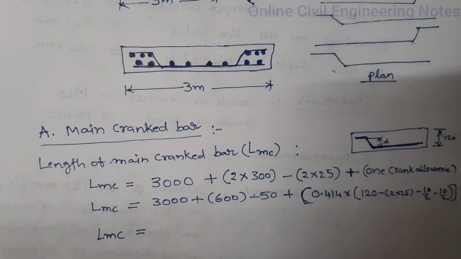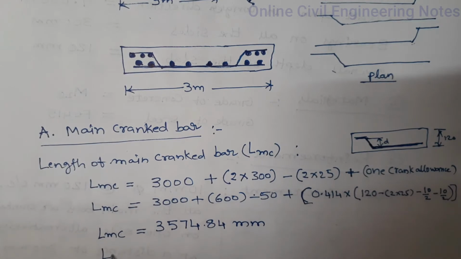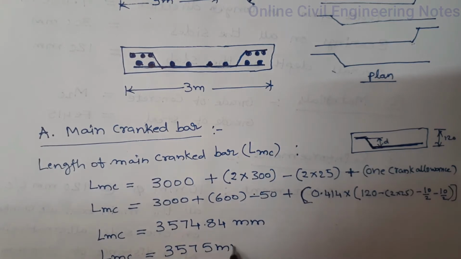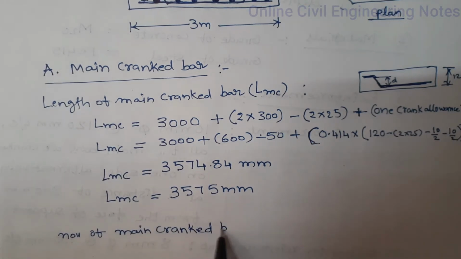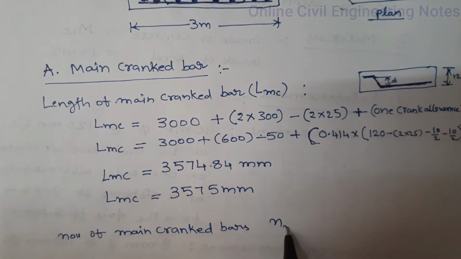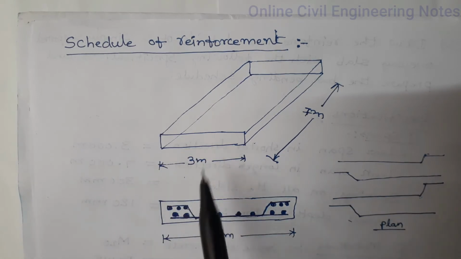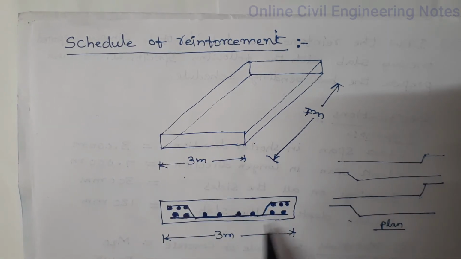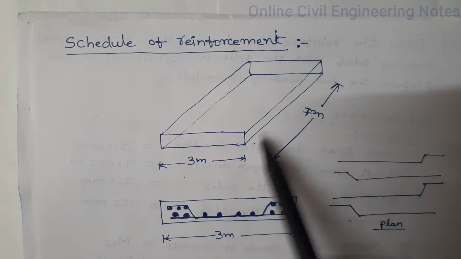Length of main crank bar is equal to 3574.84 mm. So this can be written as 3575 mm. Calculate the number of main cranked bars. It is Nm. Main cranked bars are provided in the short span direction. To get the number of these main cranked bars, we need this length, excluding the end covers.